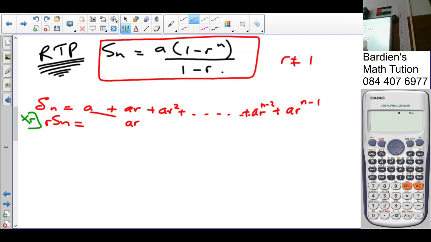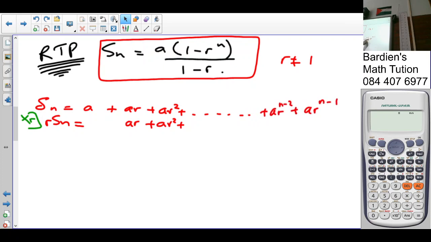So A times R is AR. AR times R, which is going to go under that one. I don't want to make it too confusing, yeah? It's going to be AR squared. The next one is going to be AR cubed. And the next one, AR to the 4, and so on and so on.